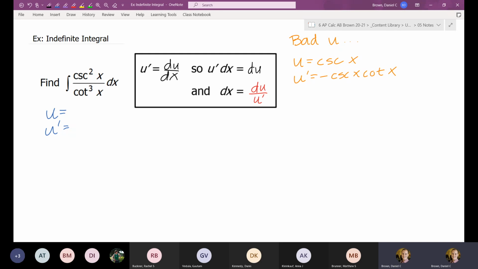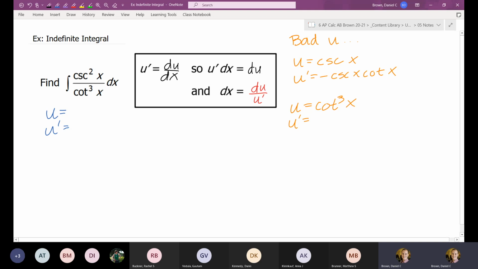Another bad u to choose, and again, it's a very logical one to choose. We'll see a lot of examples where the denominator will be your u. You might just let u be this cotangent cubed of x. Like you're like, I don't like cotangent cubed, I want it to go away, so I'm going to let u be the cotangent cubed of x. That would also be a bad example, mainly because it has an overly complicated u prime.